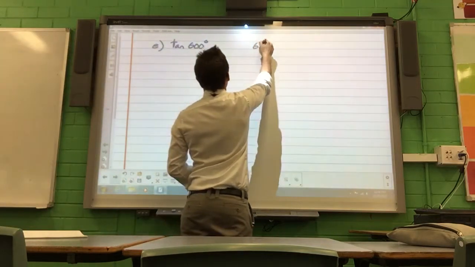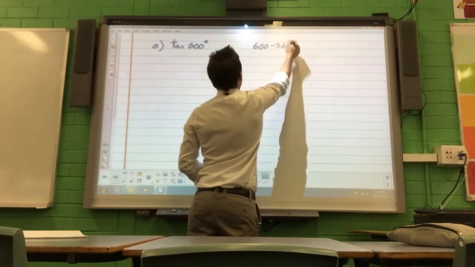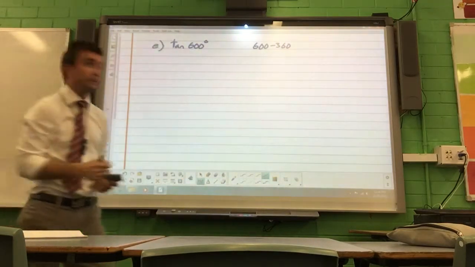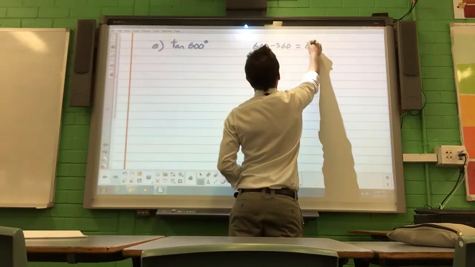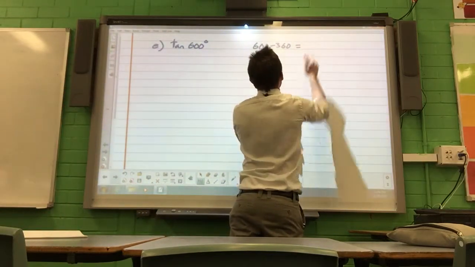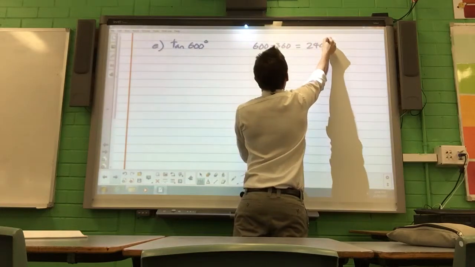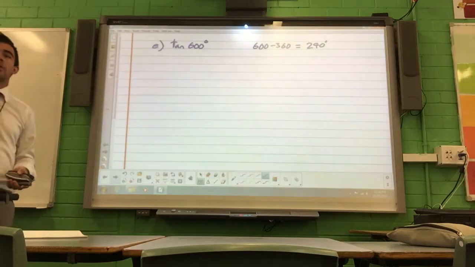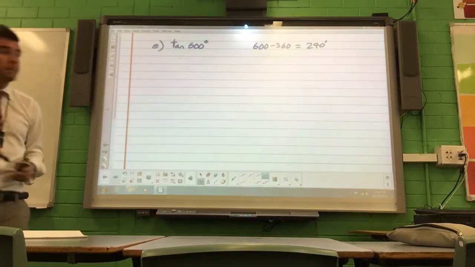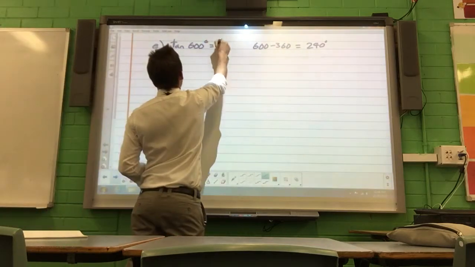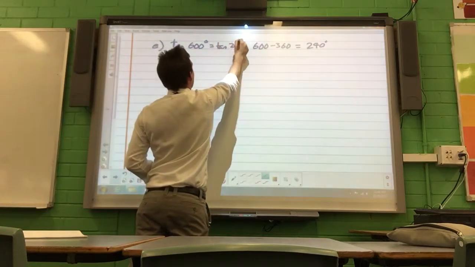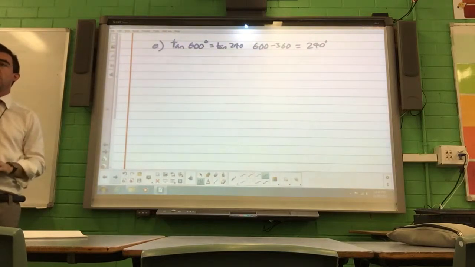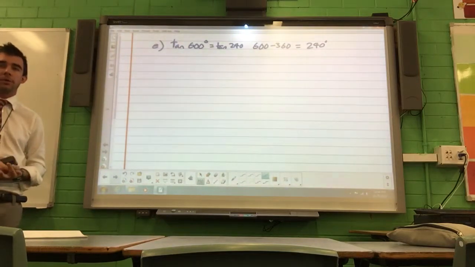Alright, so we've got 600, take away 360, which is going to be 240. So 600 degrees is the same as 240 degrees on a revolution. The tan 600 is the same as tan of 240. So now we've gone less than that revolution, we can now identify the correct quadrant.